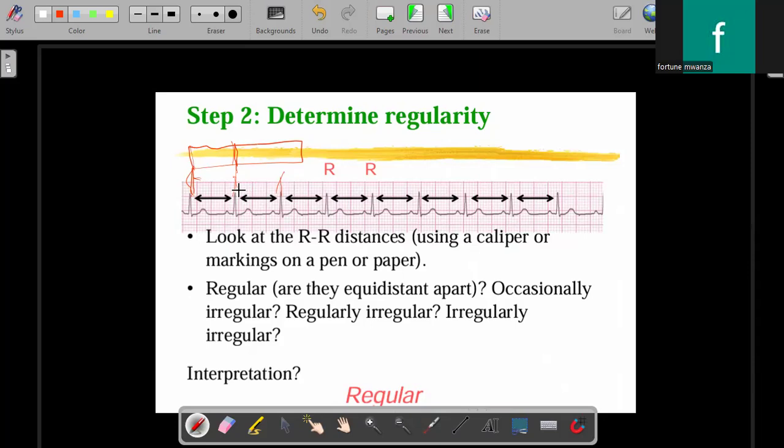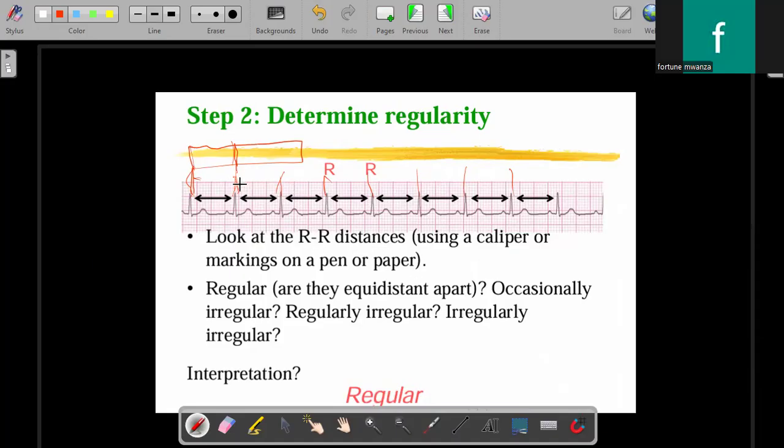So you try as many as possible. You try to fit it in here. If it's fitting, then your ECG is regular. You also try there, you try as many as possible. So if it's fitting in all these, just know that your ECG is very regular.